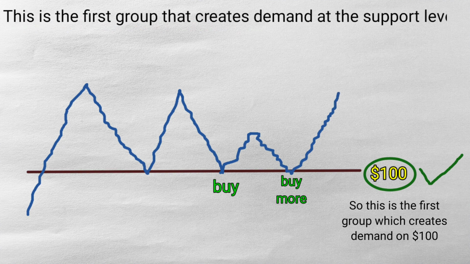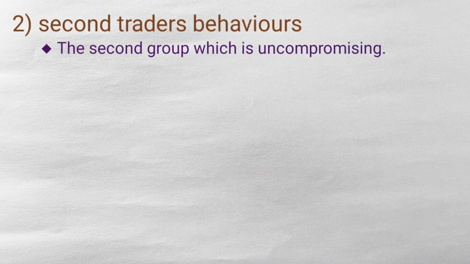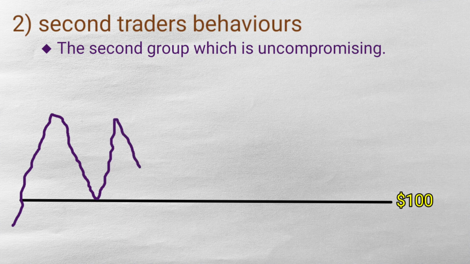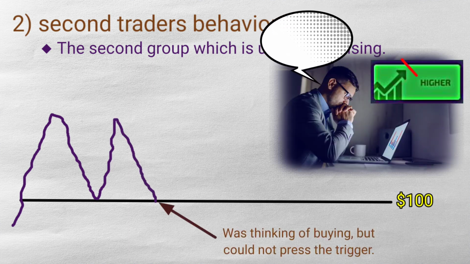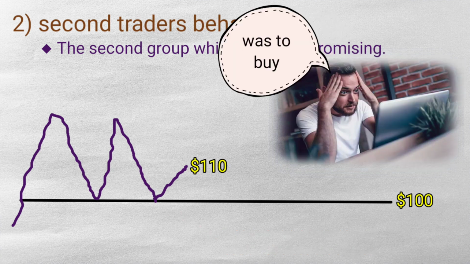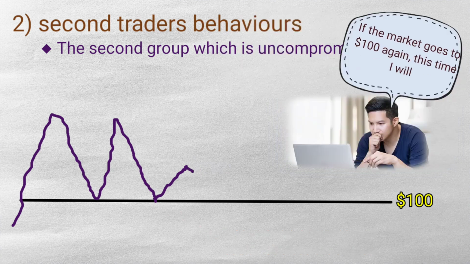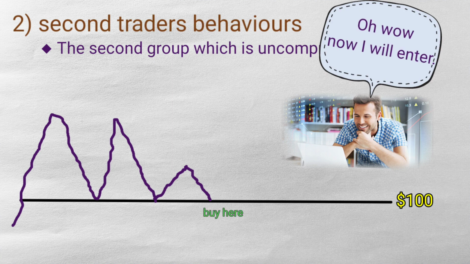So this was the first group that created demand at the support level. Let's take another group of traders. These are people who are uncompromising. They were considering buying the stock at $100, but didn't pull the trigger, and now the stock is at $110 and they regret not buying it. They decide that if it hits $100 again, they won't make the same mistake and will buy the stock this time.